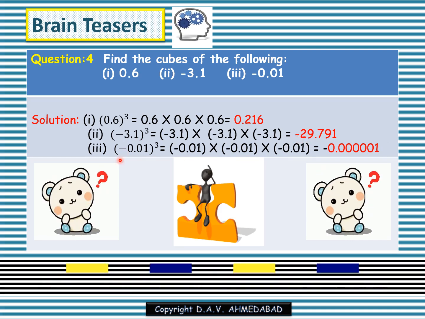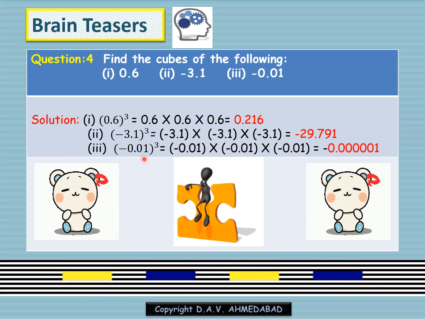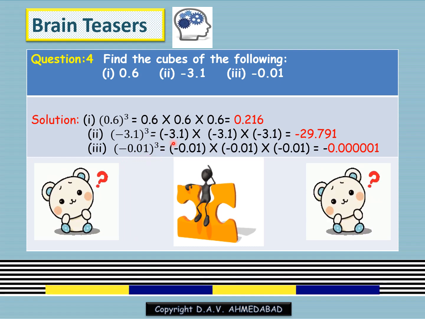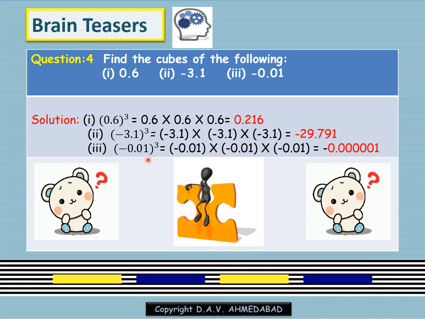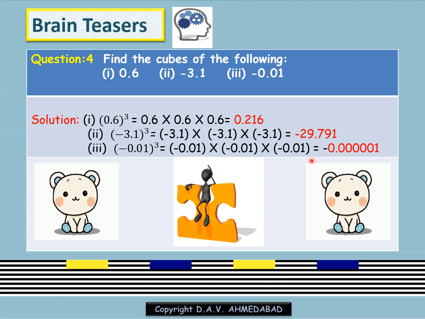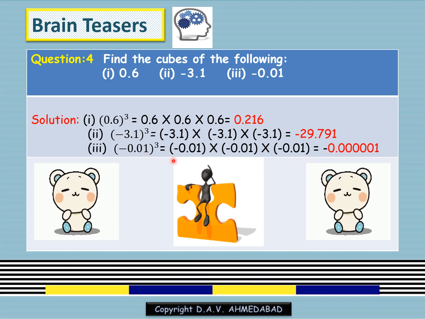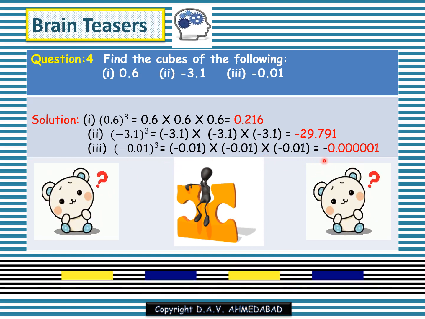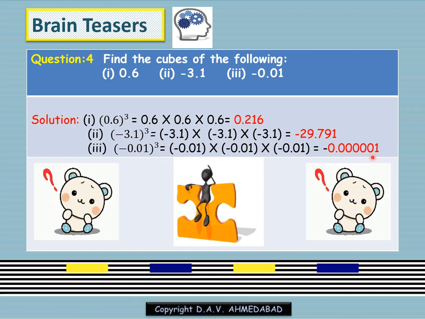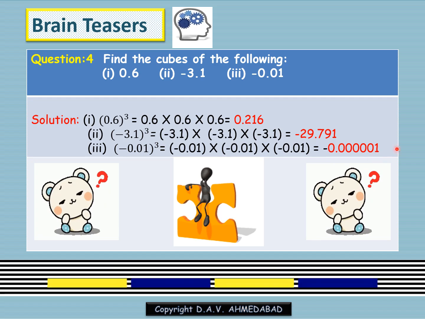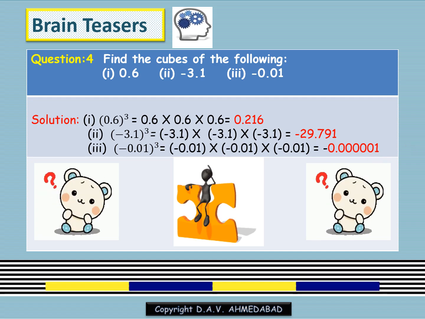Next is minus 0.01 cube. Again, it is negative number, so our answer will be negative only. And we are having 2 digits after decimal, so answer will have 3 times, means 6 digits after decimal. Right? Now, let's move to the next.